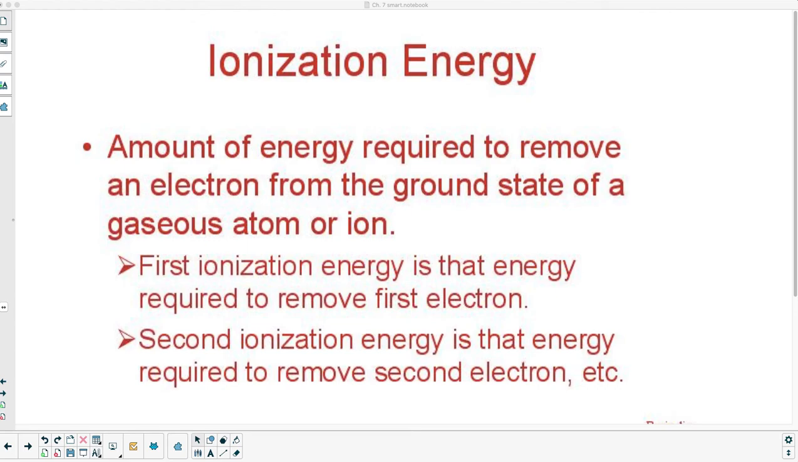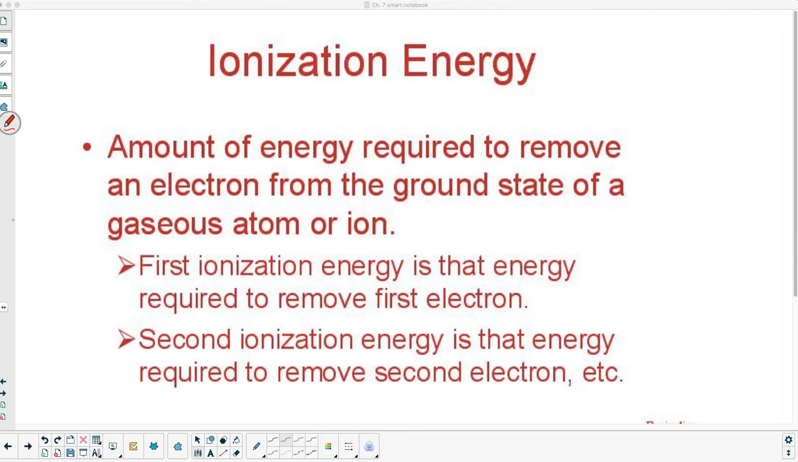All right, class, this is ionization energy and electron affinity. So, ionization energy is the amount of energy required to remove an electron from the ground state of a gaseous atom or ion. That means the outermost electron. So okay, we'll get into it.